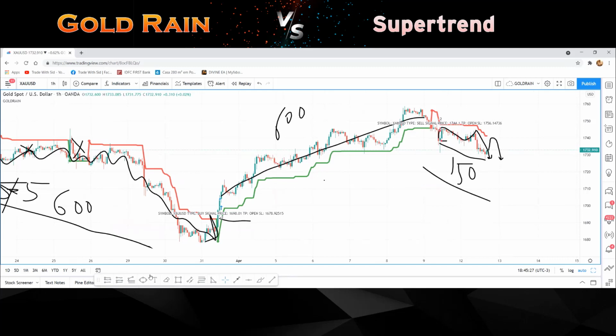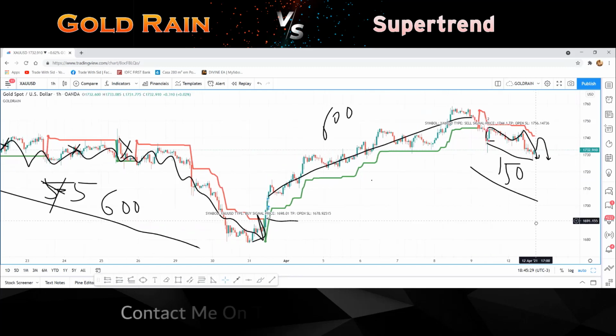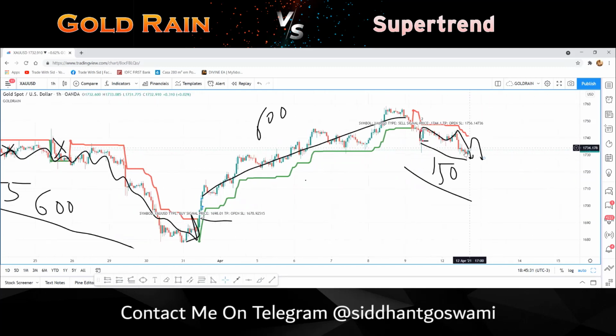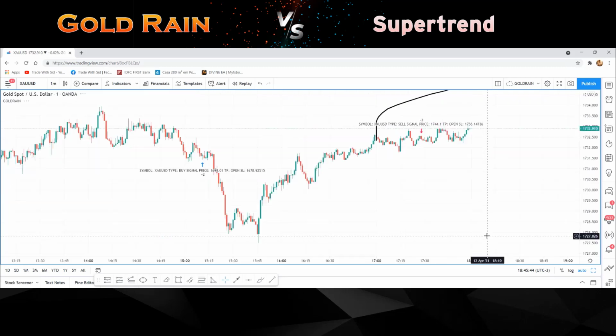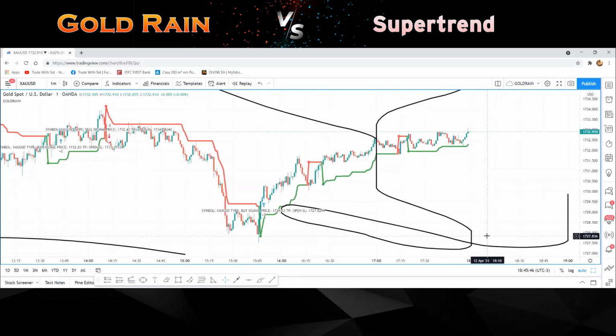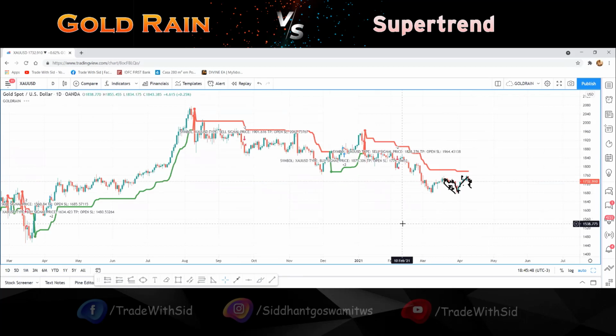What I'm expecting is that the prices will fall to 1685. So that's another 600 pips fall. This is the power of our indicator. Our indicator is performing at H1, for intraday trading, at the scalping and binary options level, and also at the swing trading level.